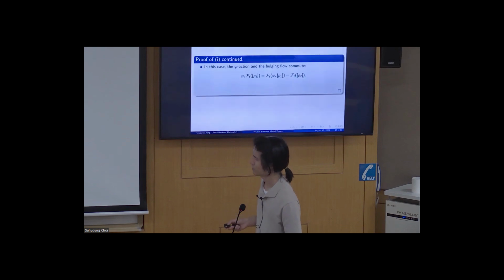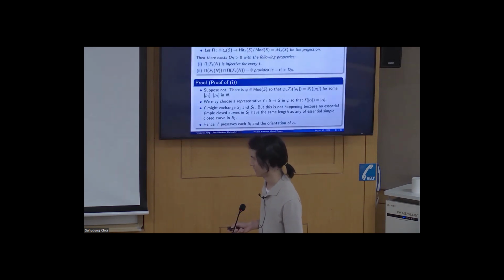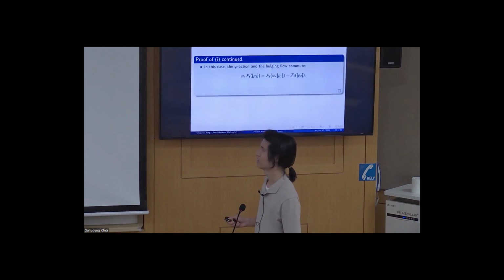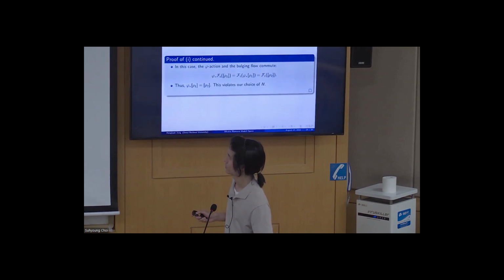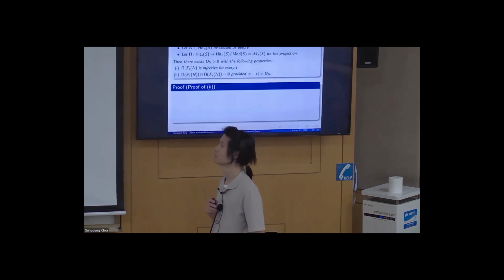And if you have done this, if you know that f preserves alpha together with its orientation, then we showed that the phi action, the mapping class group action, commutes with the Goldman flow. So we have this inequality. But then, because this Goldman flow is a diffeomorphism, we have this inequality, but that violates our choice of n, because once this happens, this phi must be the identity. But we assumed that phi is not the identity. So that's the contradiction. And this proves the first item.